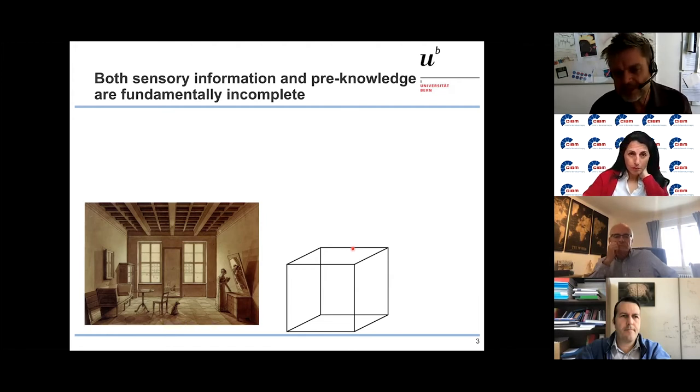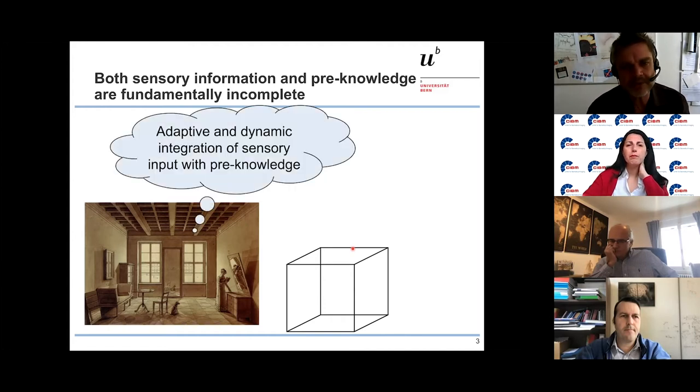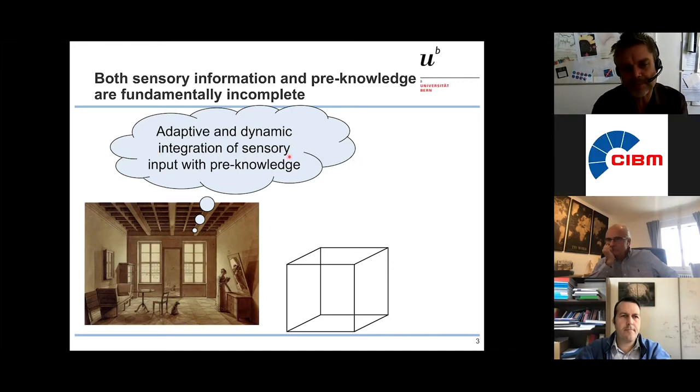But we typically don't see these as 12 lines. We keep seeing this as a cube that is still ambiguous, okay? And just also here, we have this. So we need this adaptive and dynamic integration of sensory input with pre-knowledge. We already have an idea how the world is, and we map our sensory information onto this, and the incoming information is constantly integrated into this. And we need to switch and change because the outcome of this, and the type of representation that we can produce with this, is by nature not unique.